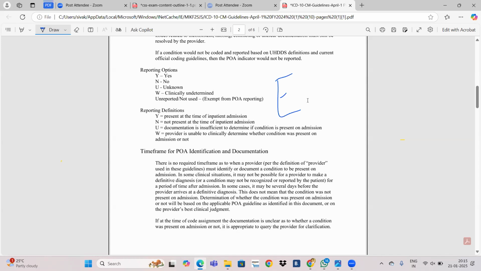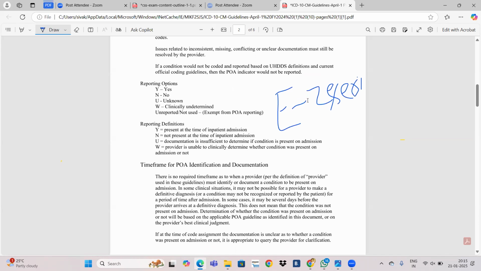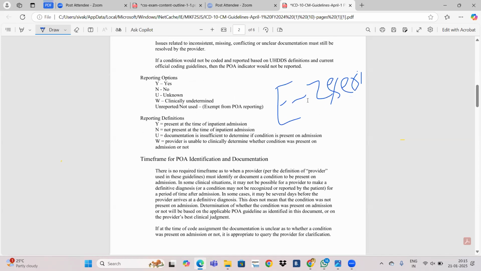Sir, the E indicator means? E I will tell. E means for Z series status codes. Okay. Z series status ICD codes. Only a simple thing. While the ICD code starts with Z, you need to assign E. Okay. Can you repeat the Y and N?